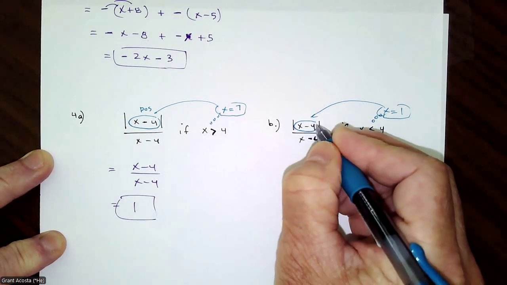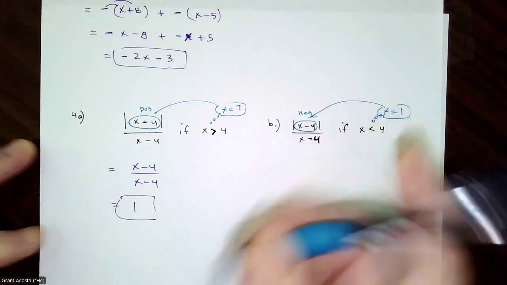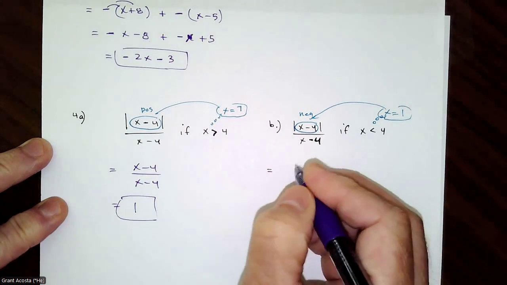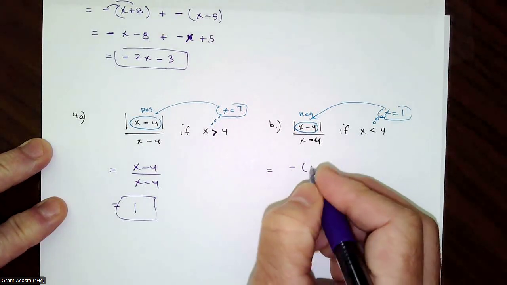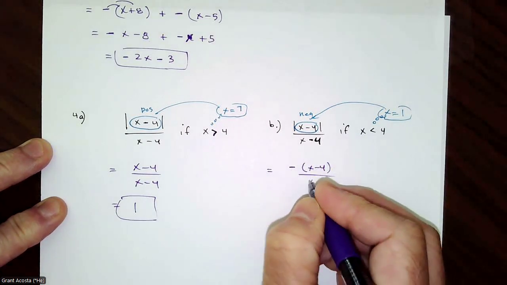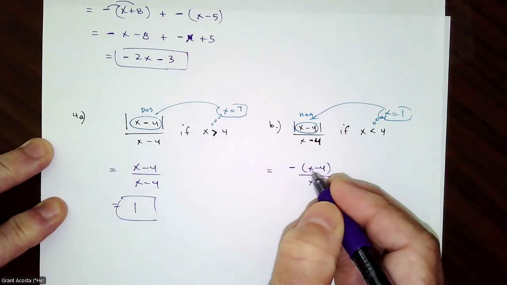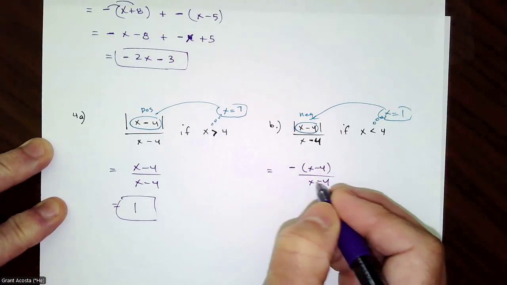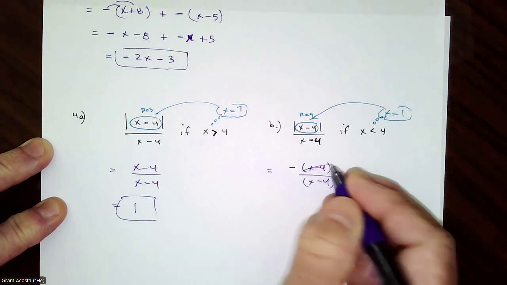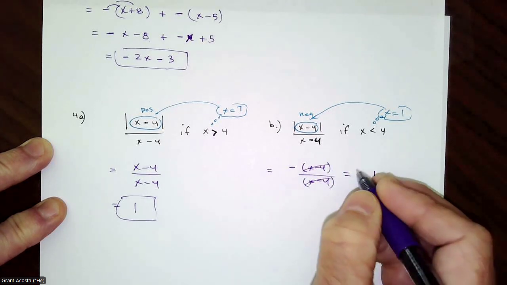Whereas if x is less than 4, so let's say I choose 1, 1 minus 4 here is a negative number. So when I remove the absolute value, I have to add a negative. But then negative of x minus 4 divided by x minus 4, I'm just going to add parentheses. Those would divide out, but that leaves me with negative 1.